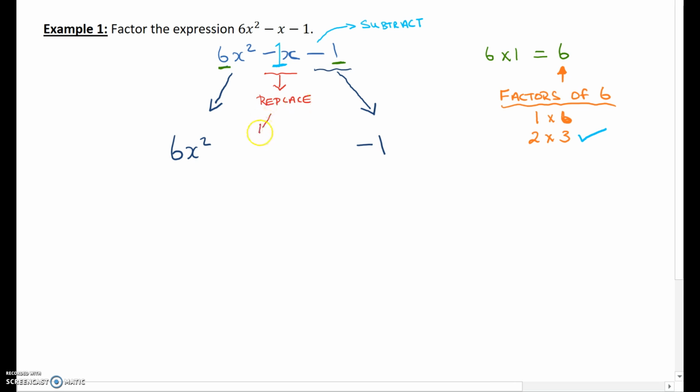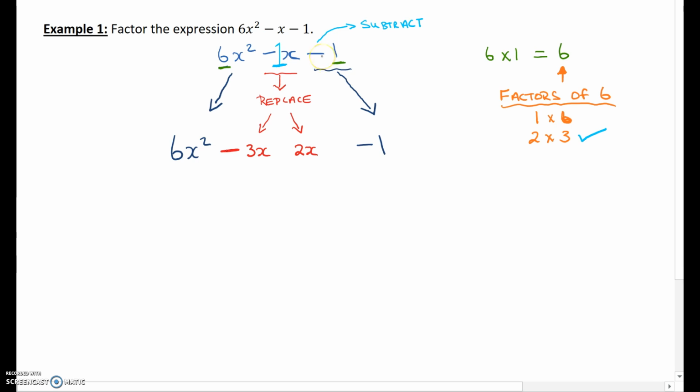We're going to replace it with 3x and 2x. So it was negative 1x. We're going to replace it with 3x and 2x. Now I didn't put signs in front of them yet. But we'll look here and see the sign in front of this middle number was negative. We have to keep that sign along with the bigger of our new numbers. So that's going to mean that that is minus 3x.